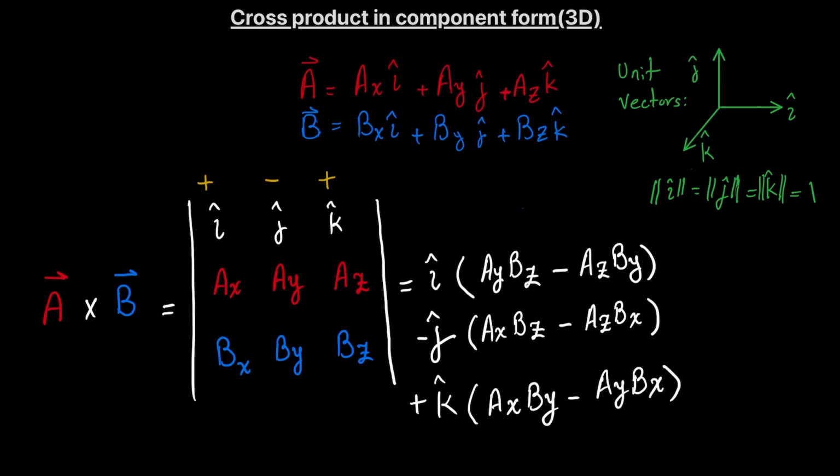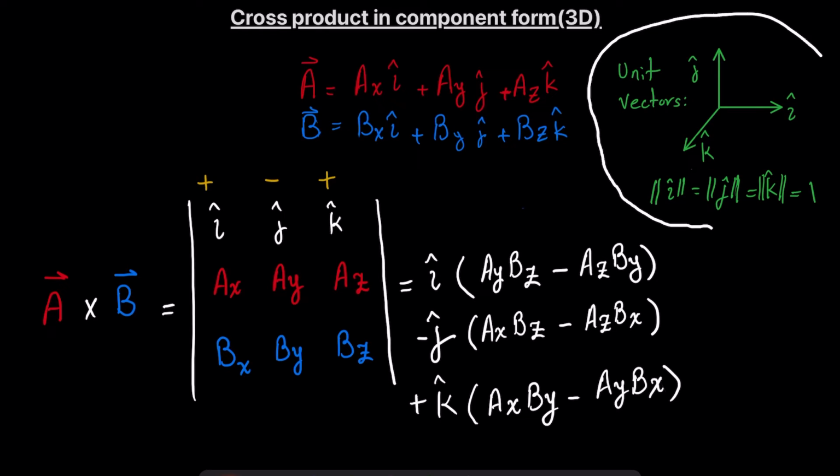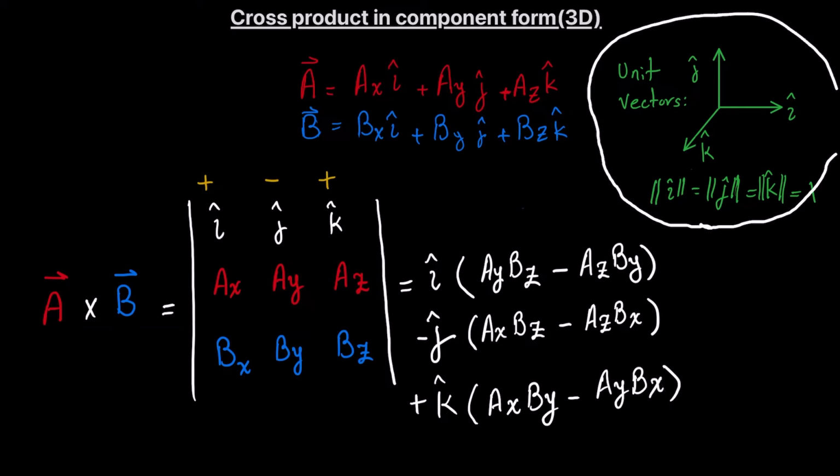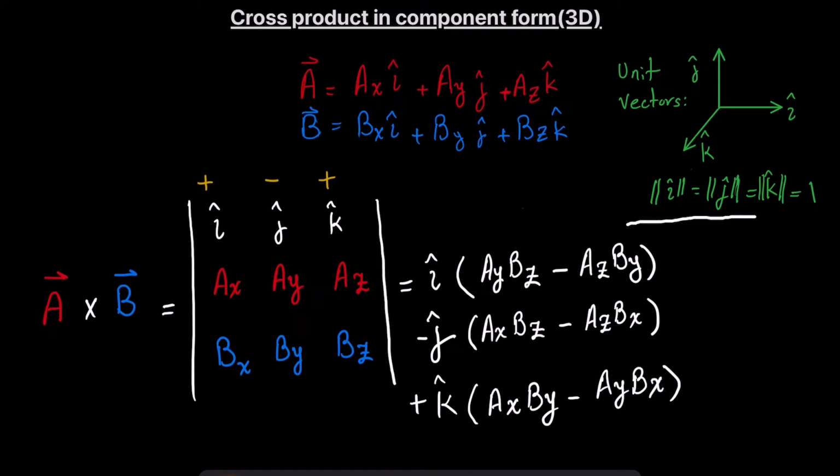By the way, i hat, j hat, k hat are the unit vectors along the positive x, positive y, and positive z directions, respectively. They're called unit vectors because their magnitude is by definition equal to 1, and therefore, if a vector's magnitude is 1, all that's left is the direction of that vector. So these three unit vectors point along the cardinal directions of the x, y, z axes.